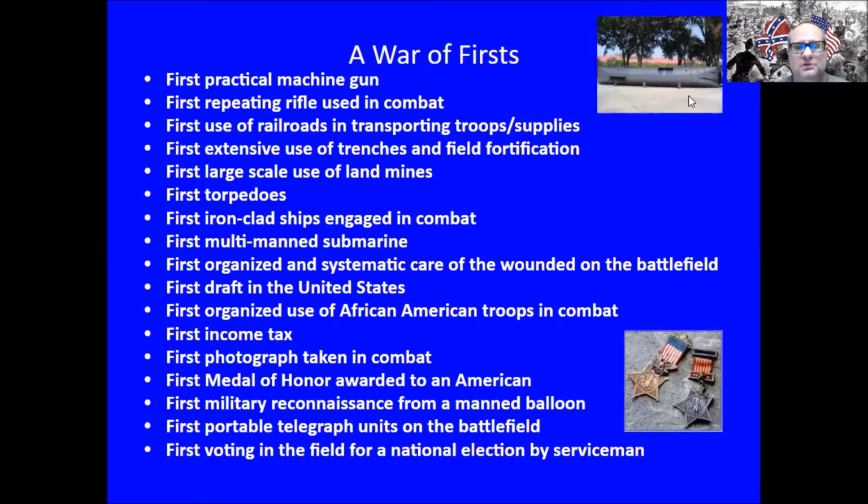Submarine makes its first appearance. The draft. All right, military has its first draft. African Americans in combat. All right, if you ever watch the movie Glory, you have the 54th from Massachusetts. It's very prominent. They attack a fort, I can't remember the name of the fort, but it's down in South Carolina, and they take massive amounts of casualties. First income tax, how are you going to pay for the war? All right, the telegraph is huge, and it's very important. Get information rather quickly from the battlefield to Abraham Lincoln and the generals.